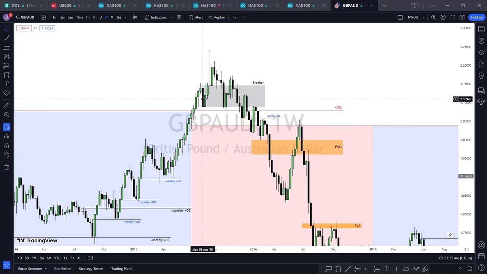We have what we call the mitigation blocks. So here's a breaker block. Now there was buying done here. In order for them to take out their trade, they have to allow price to return back to where structure was broken in order to mitigate their loss. I'm talking about the institutional traders.